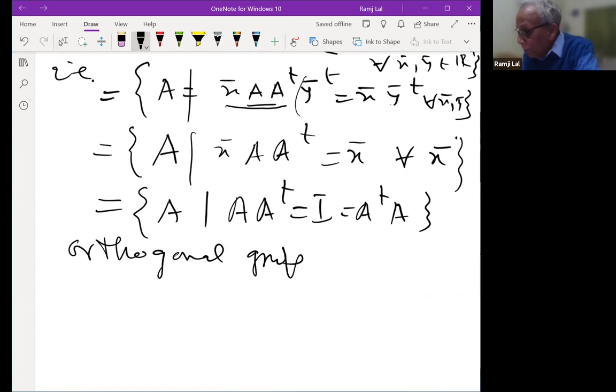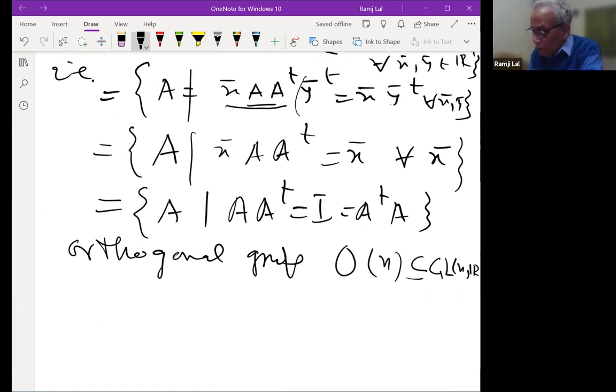So this is a subgroup. O(n) is a subgroup of GL(n, R). I'll say something about this right now, and then we'll go further. This is your orthogonal group. So what is the orthogonal group?